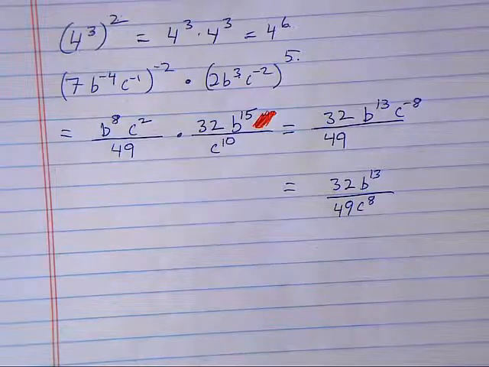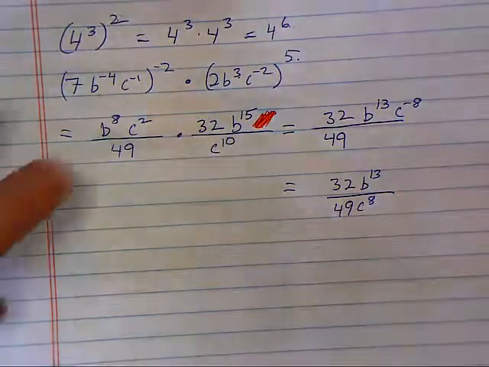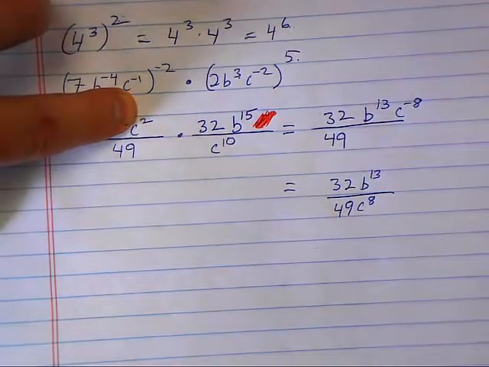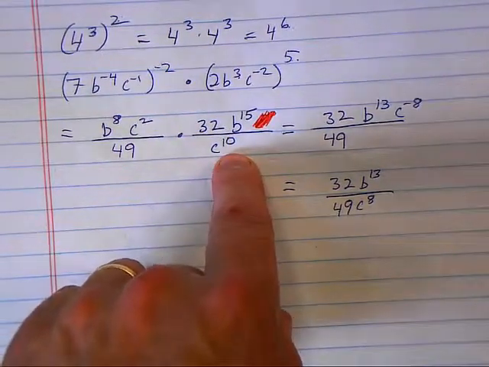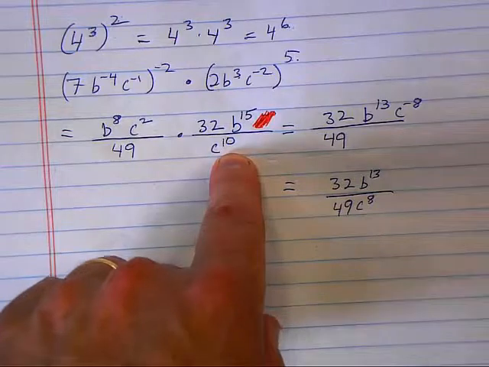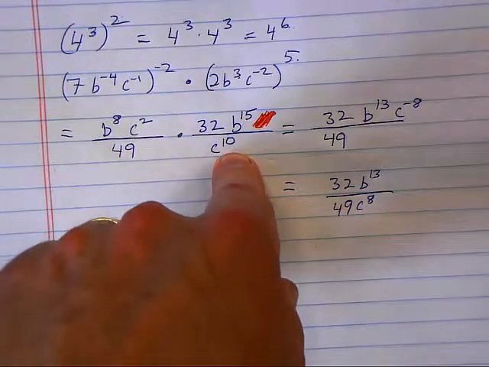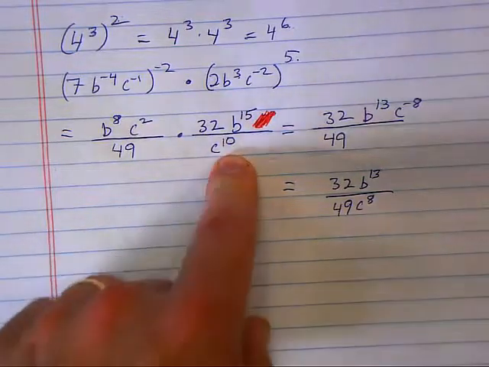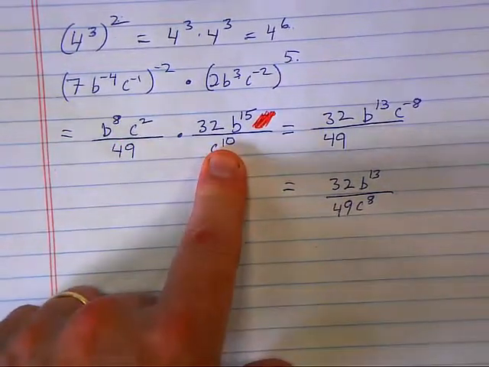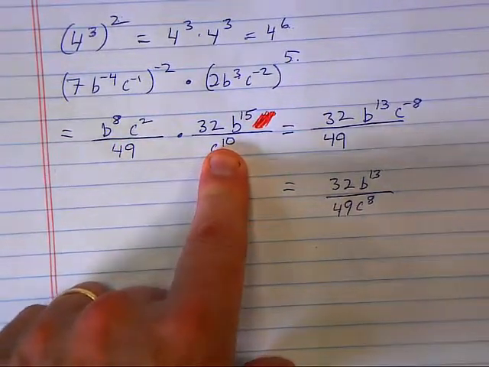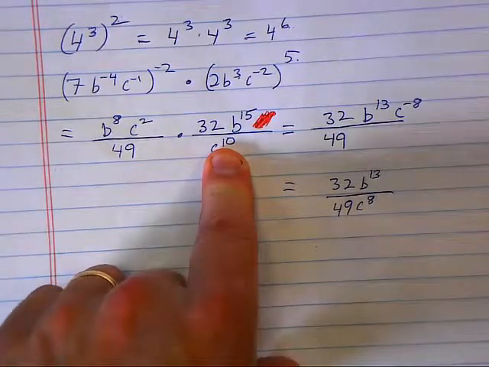Another way to think of it is I have 2 c's up on top and 10 c's down on bottom. So when I'm all done, am I going to have more c's on bottom or more c's on top? I'm going to have c's on the bottom, aren't I? I only have 2 on top. I can cancel 2 c's out of the top, 2 c's out of the bottom. That's going to leave me 8 c's down in the bottom. So that's another way to think of it if you want to.